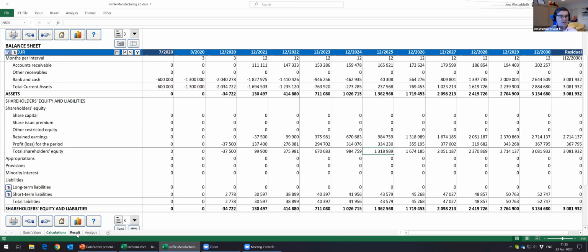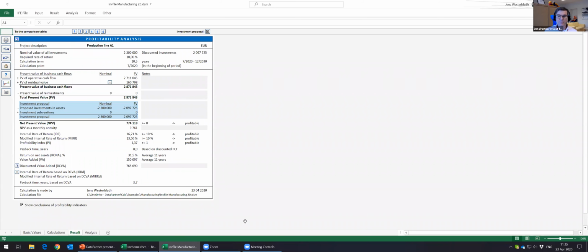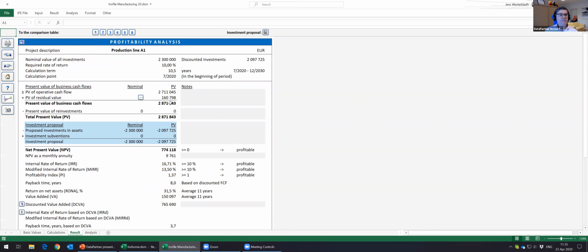Let's go then directly to the result page and see about the profitability of the investment. Yeah. So summary is that the total investments were 2.3 million. The discounted value of them was 2.1 million. The required rate of return discount rate was 10%. Calculation term 10.5 years starting July 2020.